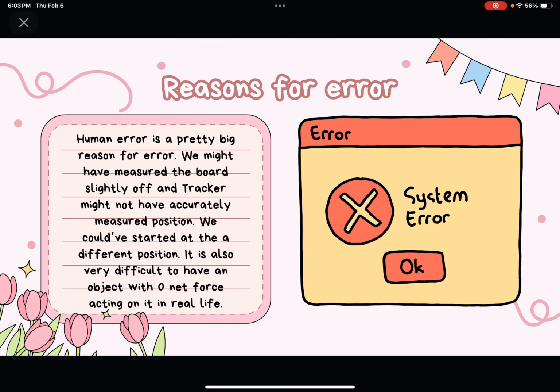Conclusions. So, reasons for error. Human error is a pretty big reason for error. We might have slightly measured the board off, and Tracker might not have accurately measured the position. We also could have started at a different position, and it's really difficult to have an object with constant velocity and 0 net force acting on it in real life.